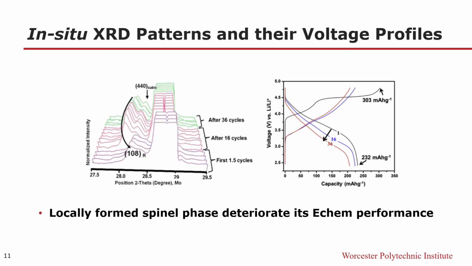The presence of such spinel phase may alter the voltage profiles in 16 and 36 cycles. The discharge voltage plateau shifted toward the lower voltage, which is called voltage fade. As I explained before, this voltage fade might be directly related to the formation of a spinel phase that was observed after 16 and 36 cycles.